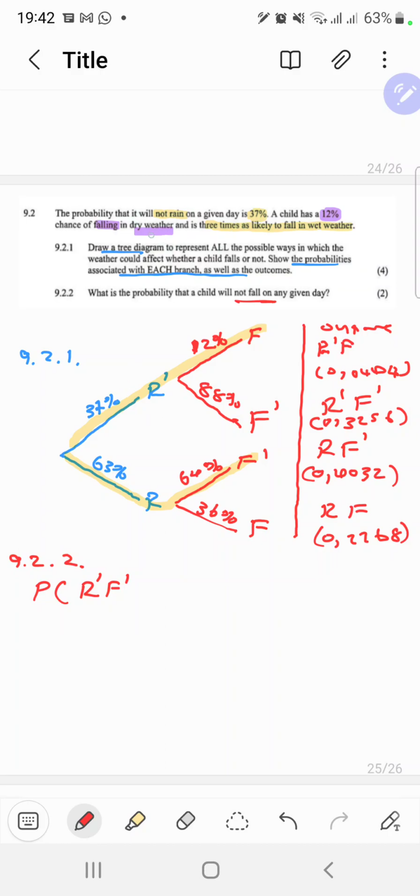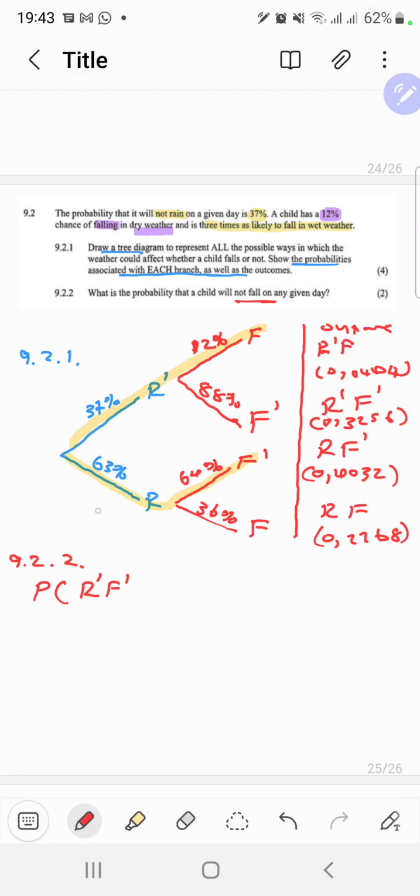And then of course, let's just double check that everything is correct. It's easy to make a meal of everything when it's too easy. I don't know now. This is 3 times likely to fall in wet weather. Okay, that's fine. I think this one is correct. I just messed up a little bit there. They said 12% chance of falling in dry weather. This is not rain and falling, not rain, not falling. This is rain, not falling, rain, falling. Okay, great. Doesn't really matter how you put it.